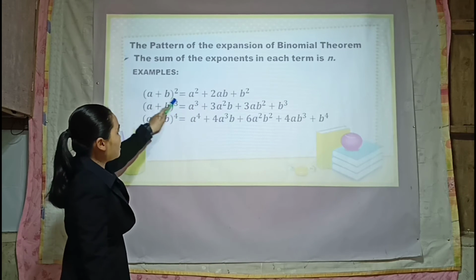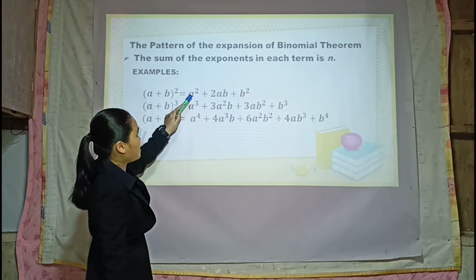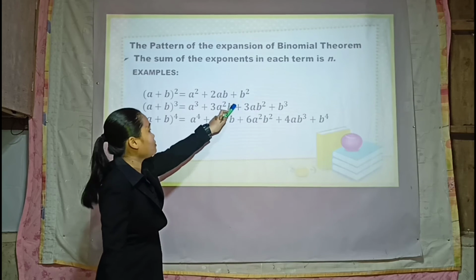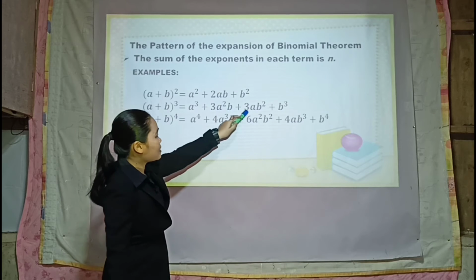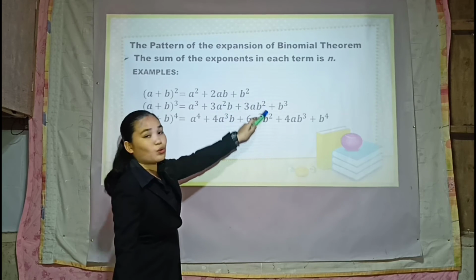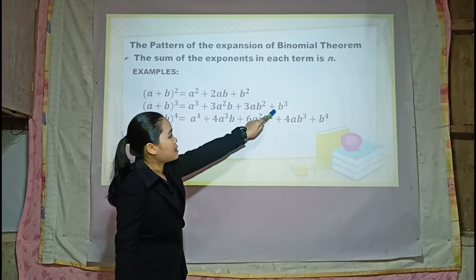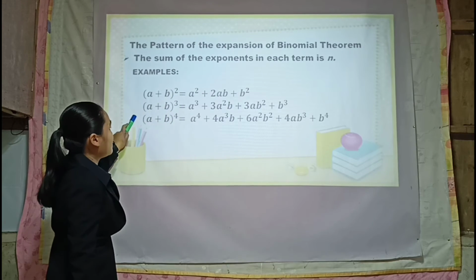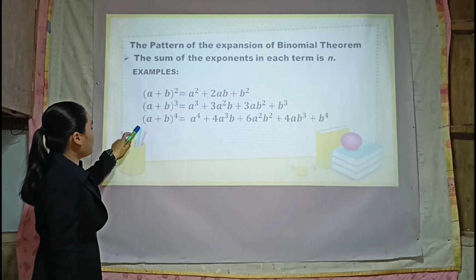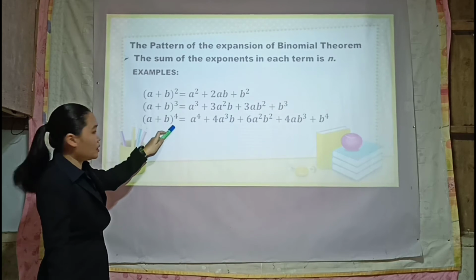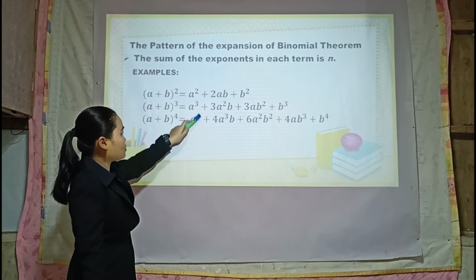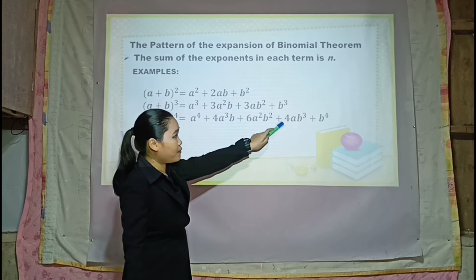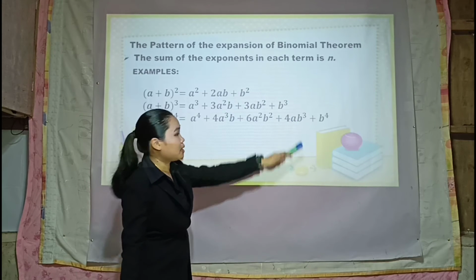So since our n is 3, we have A cubed. So the exponent is 3. Plus 3A squared B, 2 plus 1 from the exponent of B, we have 3. Plus 3AB squared, 1 plus 2, we have 3. And plus B cubed, the exponent is 3. So our n is 3. For the next example, we have A plus B raised to 4 is equal to A raised to 4 plus 4A cubed B plus 6A squared B squared plus 4AB cubed plus B raised to 4.